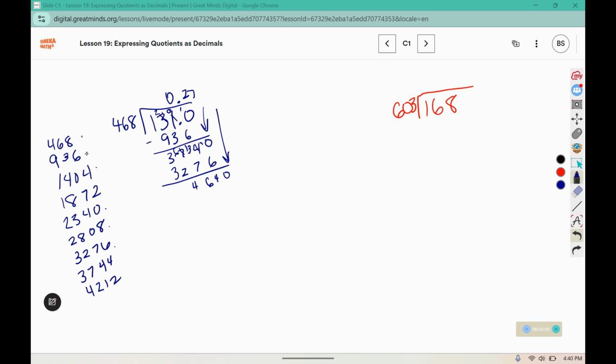That would be 1, 2, 3, 4, 5, 6, 7, 8, 9. Ten minus 2 is 8. 3 minus 1 is 2. 6 minus 2 is 4. But it said we needed to go through 3 decimal places. 603 does not fit into 168.